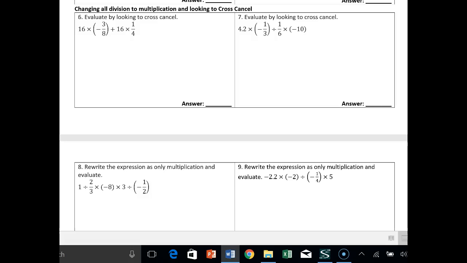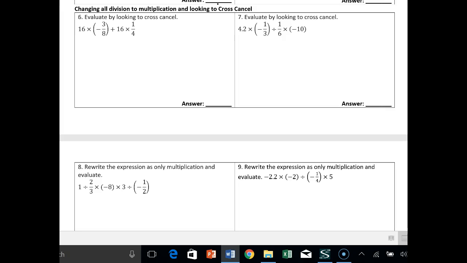Hey there, CJ Math students, and welcome to Notes 2.21 Part 2. So now we're going to go ahead and try and really tackle some kind of complex problems by looking to cross-cancel by changing any division we see to multiplication and using all the tools in our toolbox.